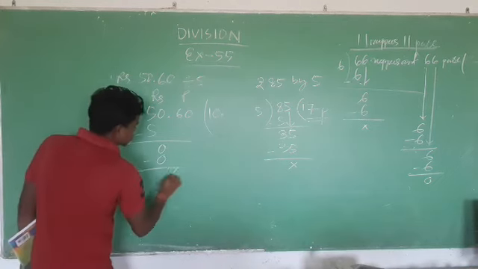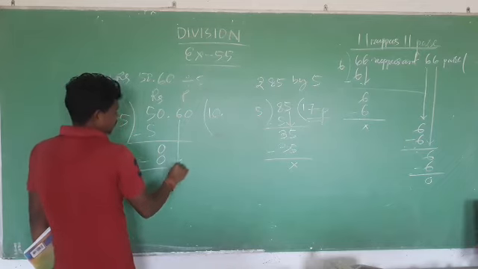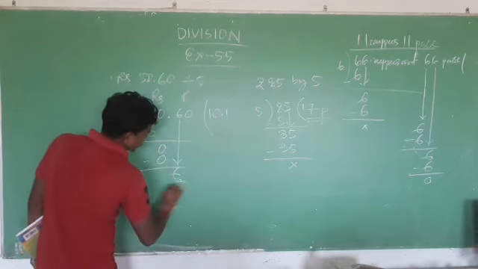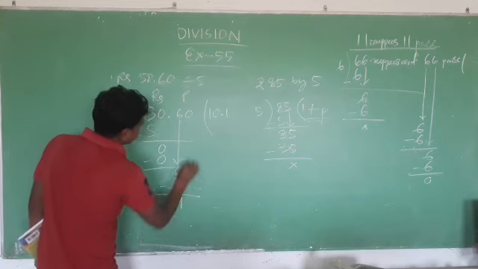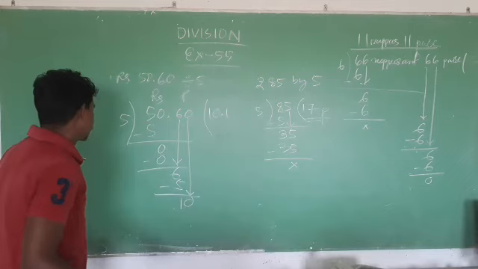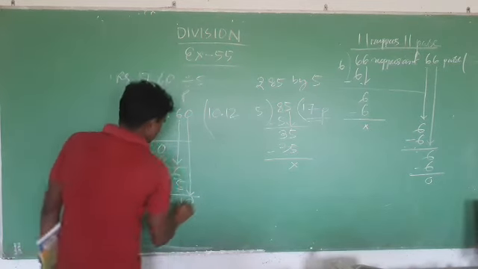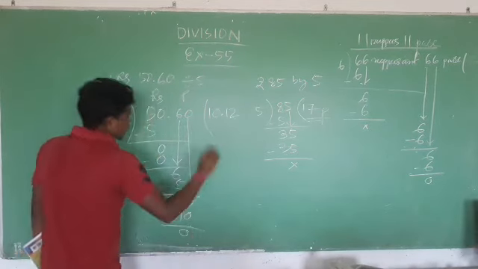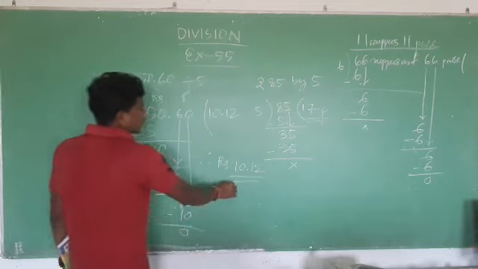And comes 6. Right. This one. 6 1 is 6. 5 1 is 5. Okay. Then 1. Then 0 comes. So 5 2 is what? 10. Okay. So this is this much. The answer will be rupees 10.12. This will be the answer.